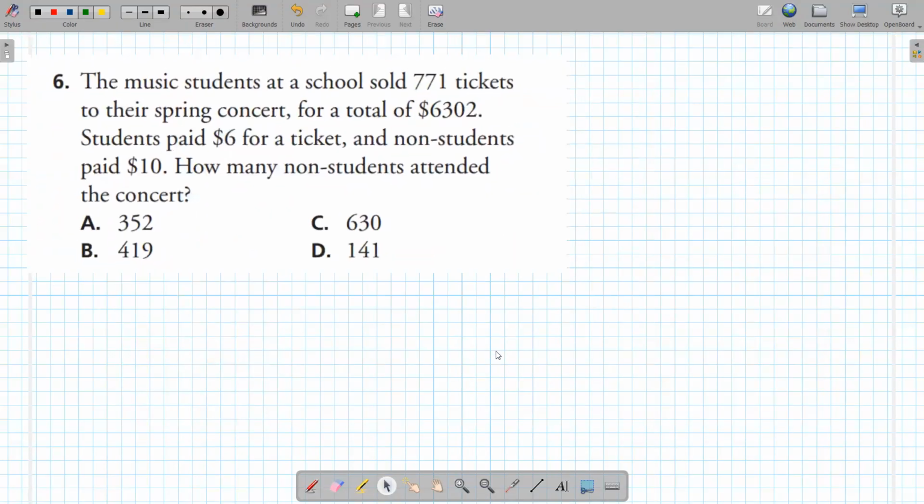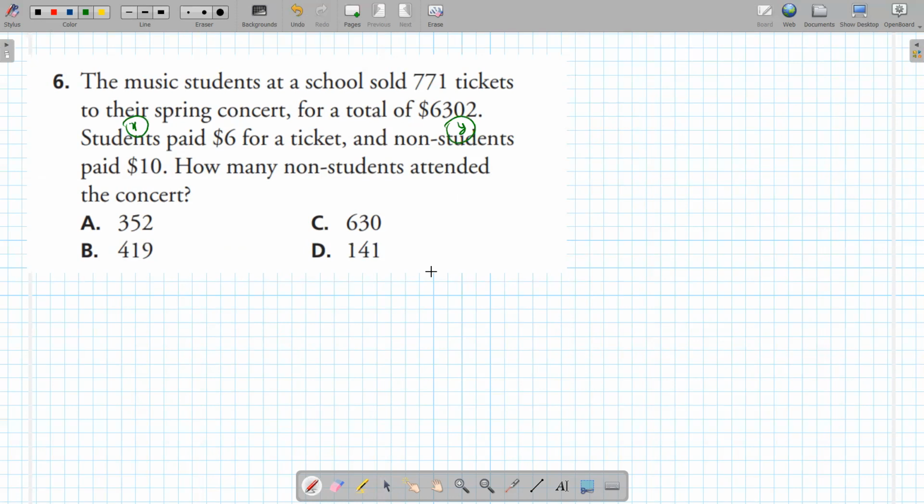So they sold 771 tickets. The total price was $6,302. Students paid $6, non-students paid $10. How many non-students attended the concert? Here, it's very crucial to define what your x and y is. What do you think x and y is? What's x, what's y? The number of students and non-students. So let's say students are x's and non-students are y's.